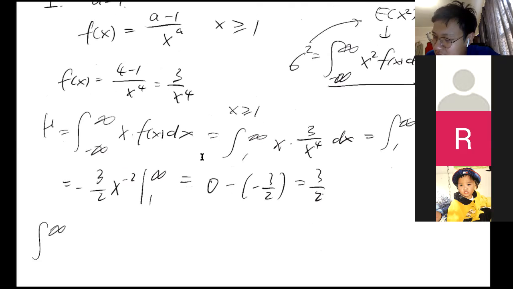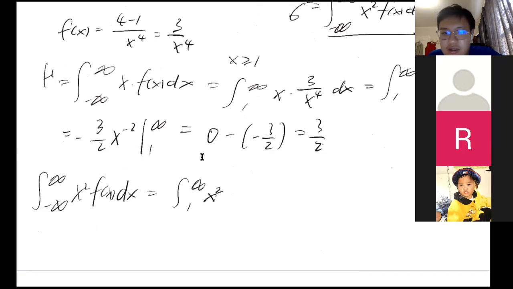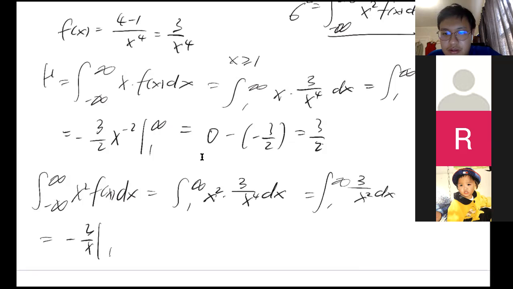So we want to calculate the integral from negative infinity to positive infinity of x squared times f(x) dx. Again, the range is just from 1 to positive infinity, because that's where x is defined to be non-zero. And then we just calculate the integral of x squared times 3 over x to the 4th dx. And this is the integral from 1 to infinity of 3 over x squared dx, which is negative 3 over x from 1 to infinity, which is 0 minus negative 3, which is 3.